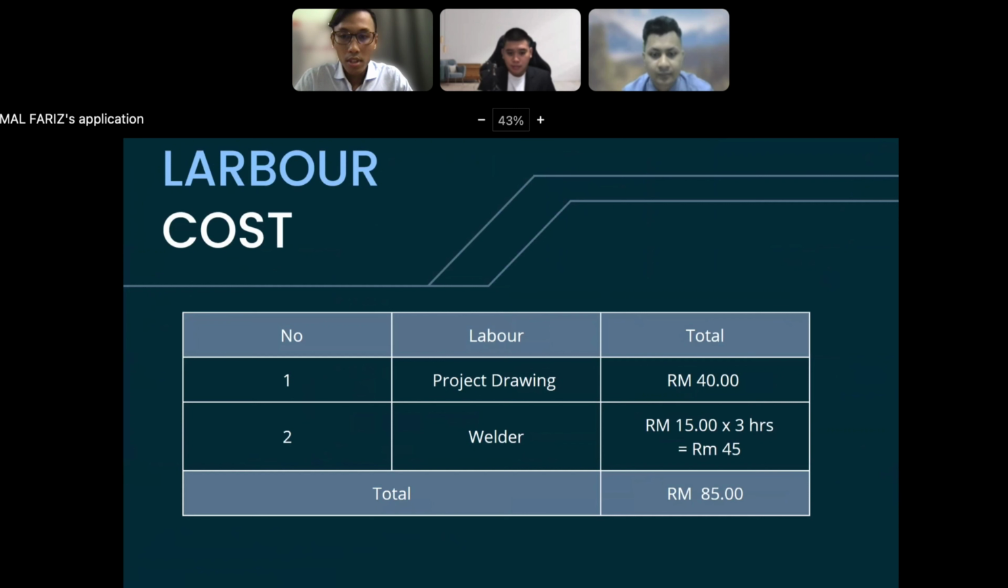Okay, next for the labor cost, we only have 2 labor, which is the project drawing and the welder. So for the project drawing, the total labor cost is 40 ringgit per project. For the welder, it is 15 ringgit times 3 hours, so we get 45 ringgit to finish this project. So the total labor cost is 85 ringgit.